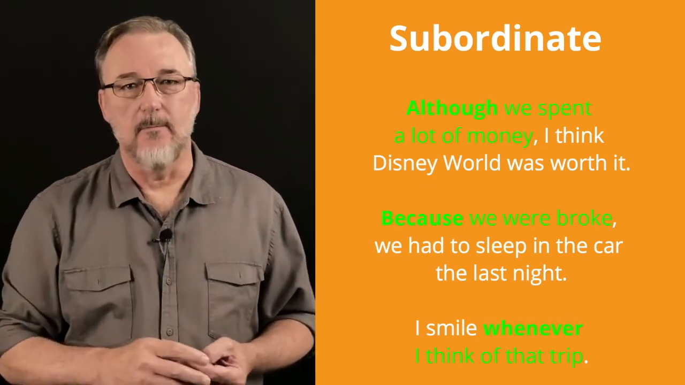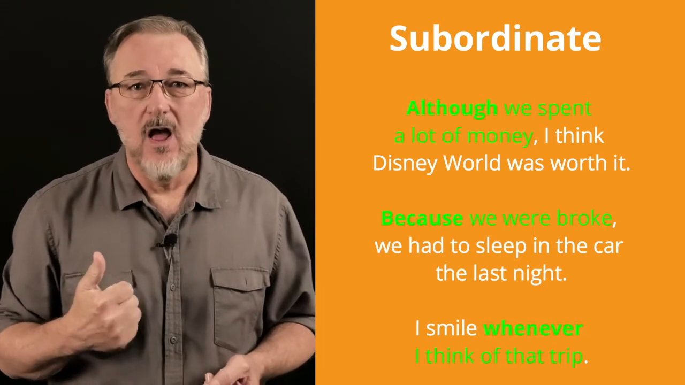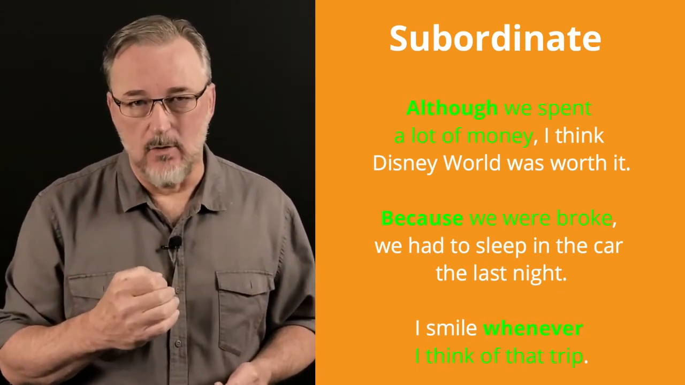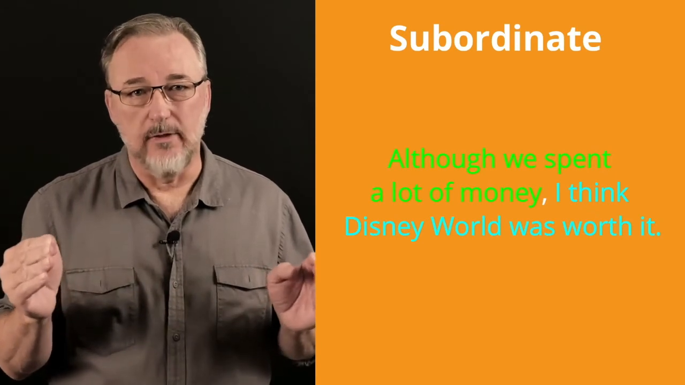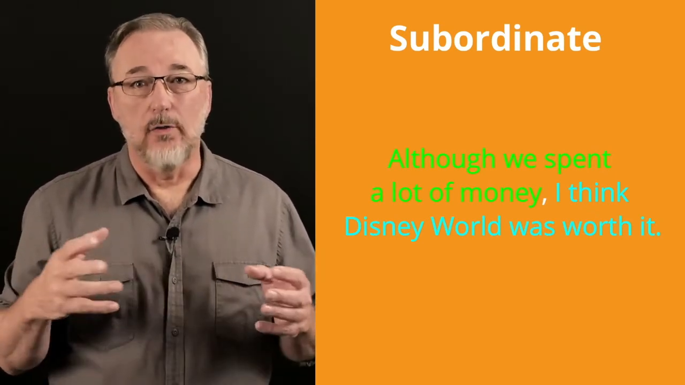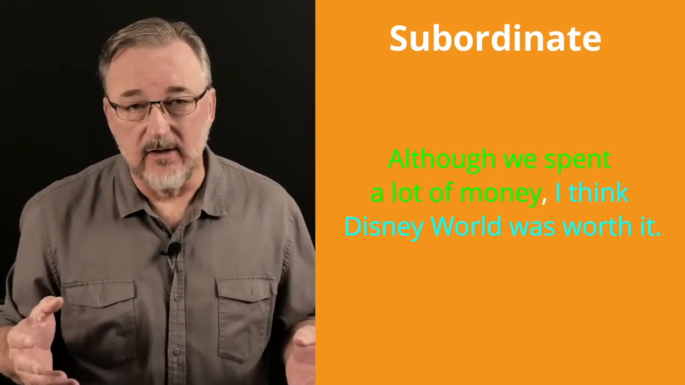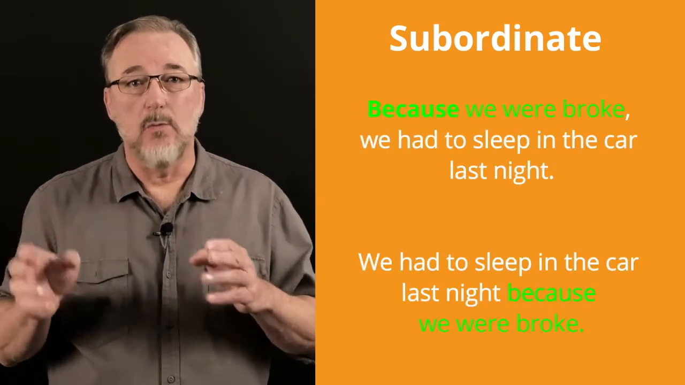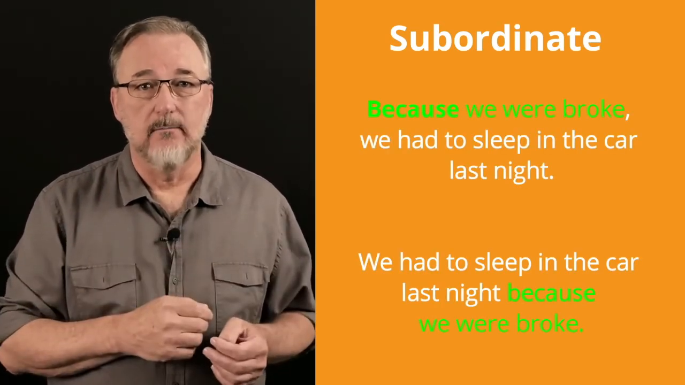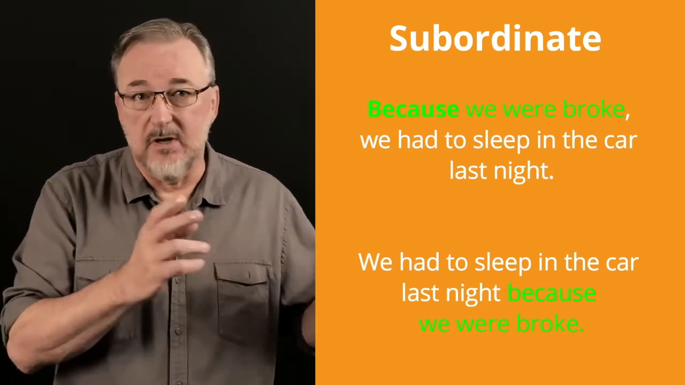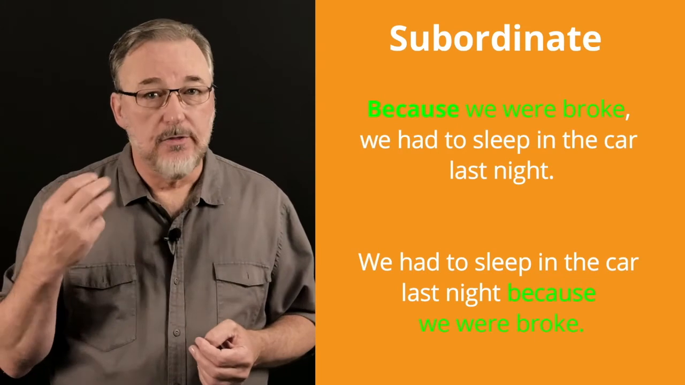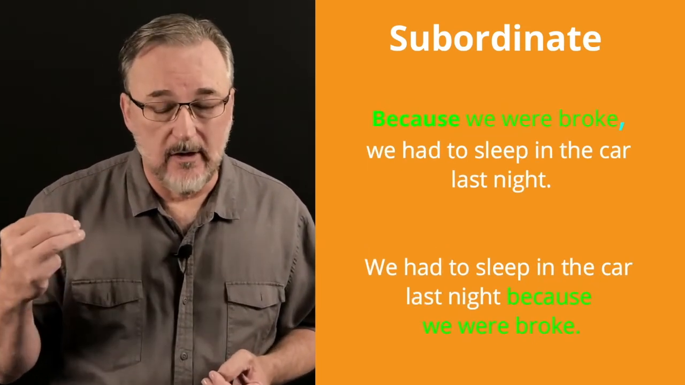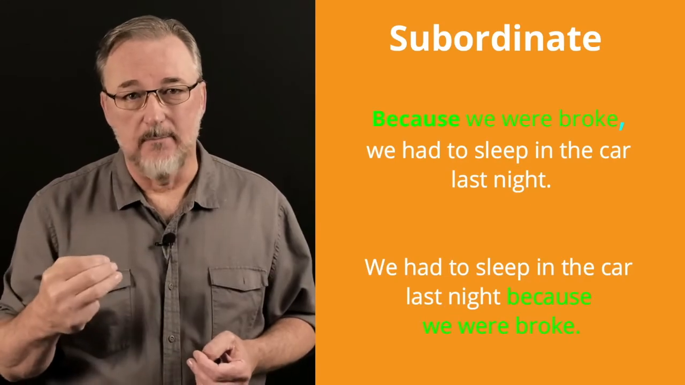Note 3 things here. First, when you add a subordinating conjunction, the clause can't stand on its own anymore. I think Disneyland was worth it can stand alone, but although we spent a lot of money, can't stand alone. It's subordinate, it's dependent. It has to go with that other piece. Second, the order of the clauses can change without affecting the meaning. Because we were broke, we had to sleep in the car last night. Or, we had to sleep in the car last night because we were broke. Third, when the subordinate clause comes first, you need to use a comma.